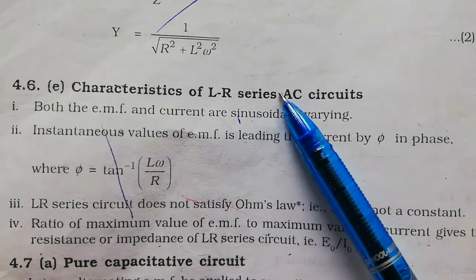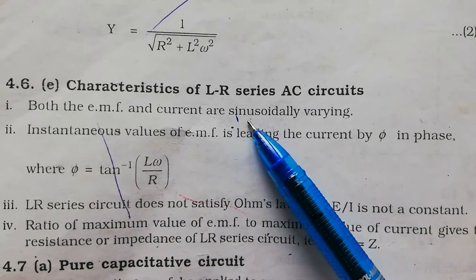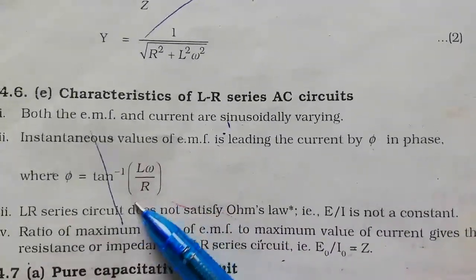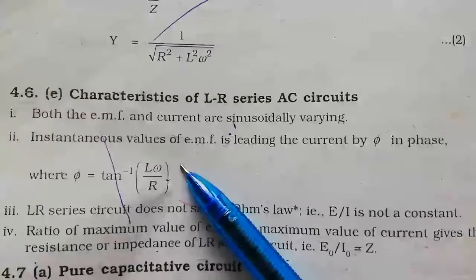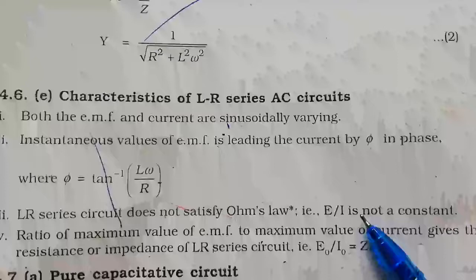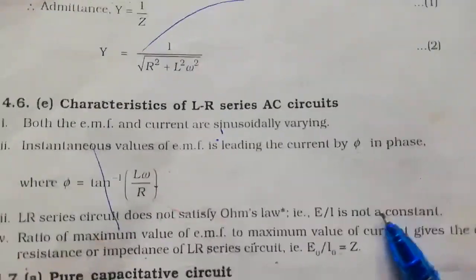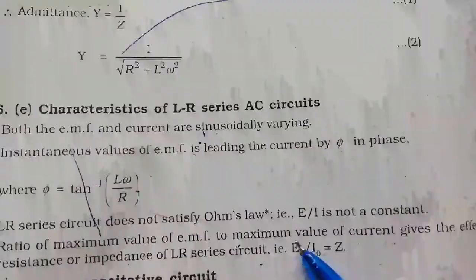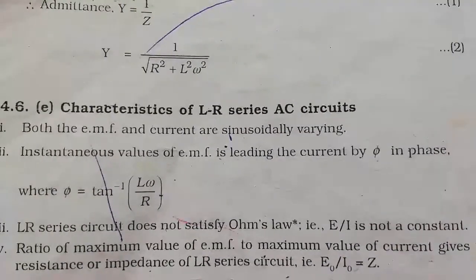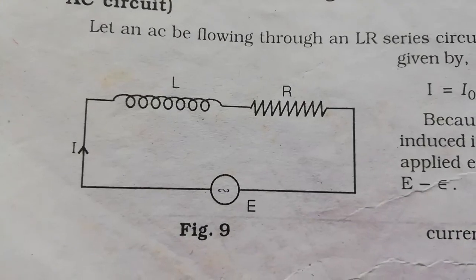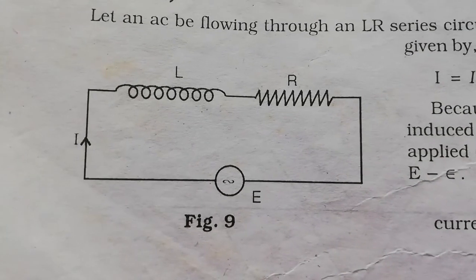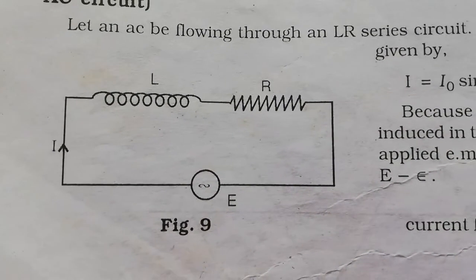So the characteristics of LR circuit which we have discussed are: the EMF and current are sinusoidally varying, and the EMF is leading the current by an angle phi, where phi is equal to tan inverse L omega by R. And the LR series circuit does not satisfy Ohm's law, that is E by I will not be a constant value. And the ratio of maximum value of EMF to maximum value of current gives the effective resistance or impedance, that is Z. In such a way, we have studied the AC circuit containing an inductance and a resistance in series with the applied AC current today.